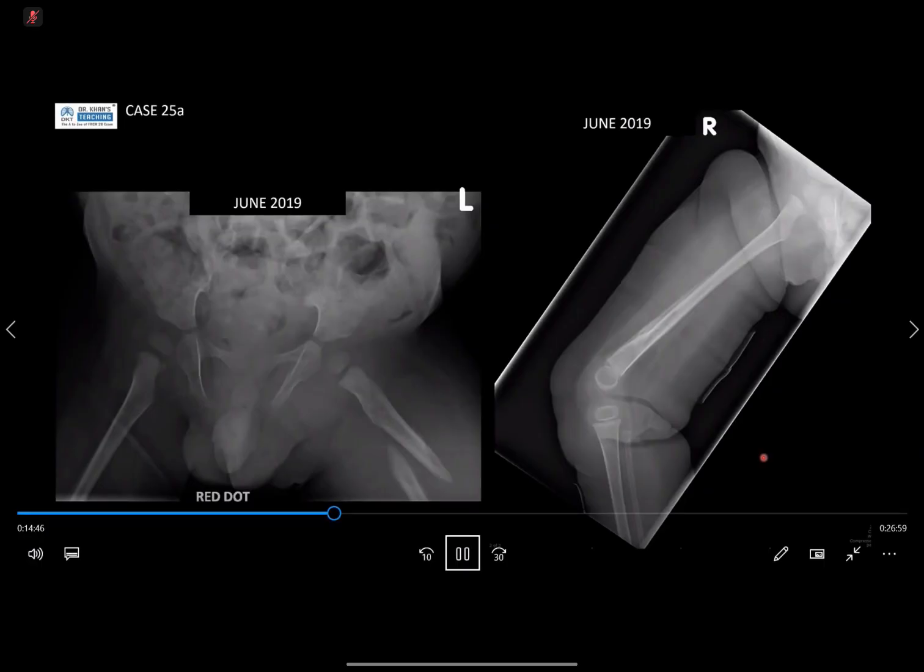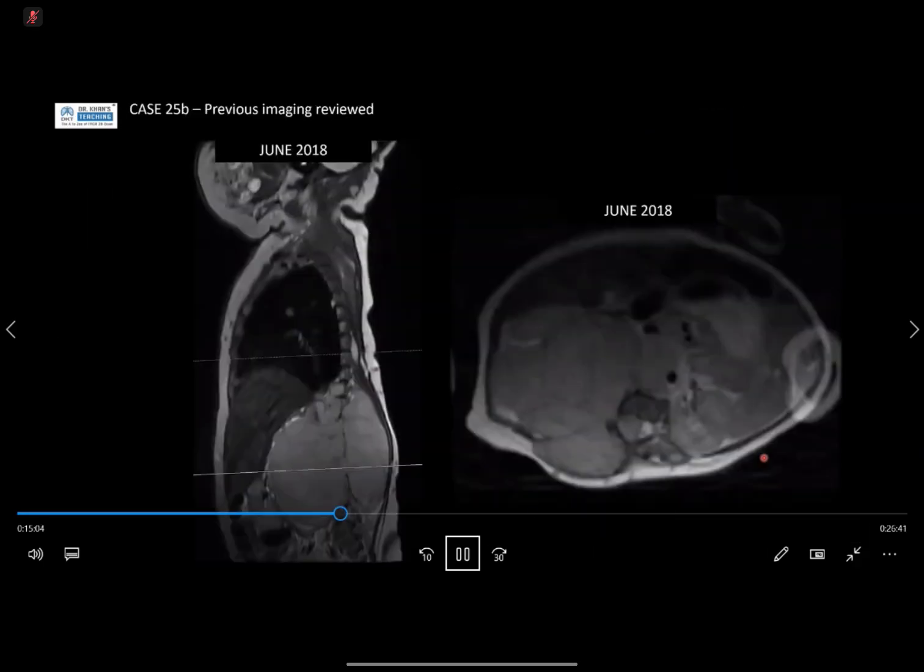Okay. Anything else to add? So sparing the epiphysis, involving the diaphysis predominantly. Okay, don't worry. We'll go on to the next one.